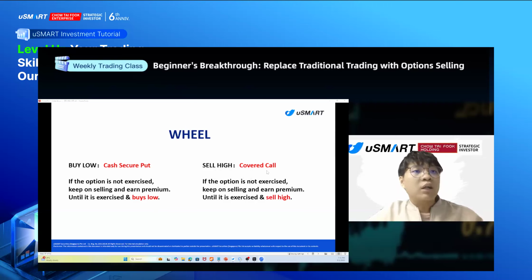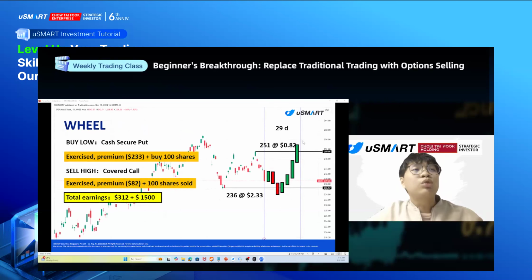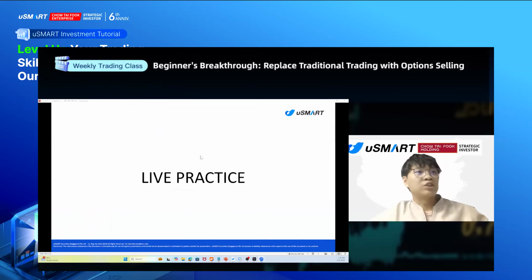So you sell a call with 100 shares, and then if the option is not exercised, you just keep on selling and earning the premium. In that case, is this $82. So you just keep on doing it and keep on collecting this $82 until one day it gets exercised and you're able to get the capital gain by selling high. So this is what we call a view strategy.